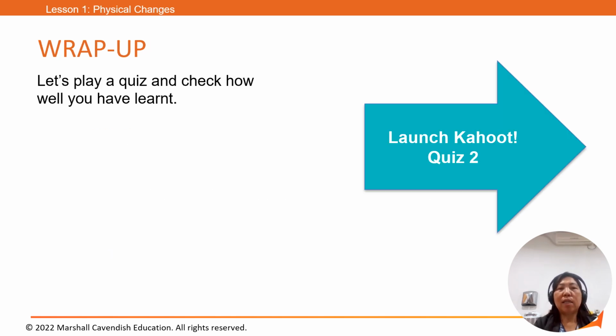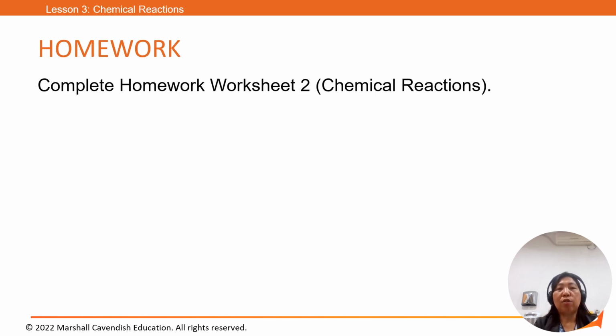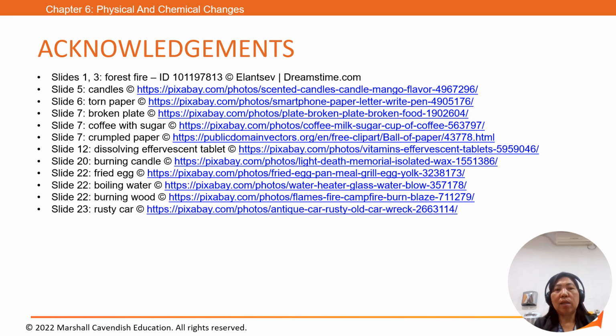Now let's see this one again. If you have time later when you bring your phone, maybe for a quiz, we will know if the students have understood the lesson. Now, don't forget to complete your homework worksheet 2 for chemical reactions. These are the acknowledgements again. You can check the link to understand more about this chapter.